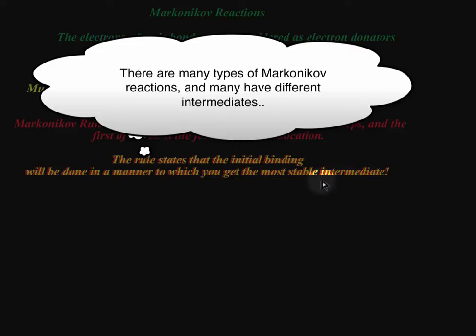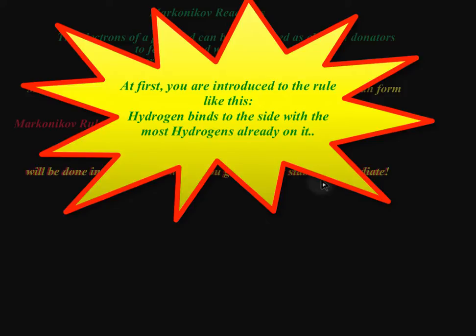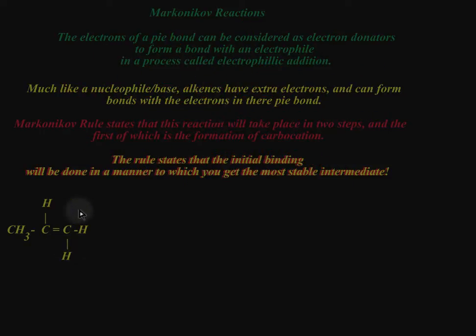The regular rule is going to say that the hydrogen is going to bind to the carbon of your alkene that already has the most hydrogens. That's how you're going to start out with it. So here's your alkene. Notice it's asymmetric, meaning that there's a methyl on one side and then two hydrogens. So there's going to be a preference when you add this HBr.